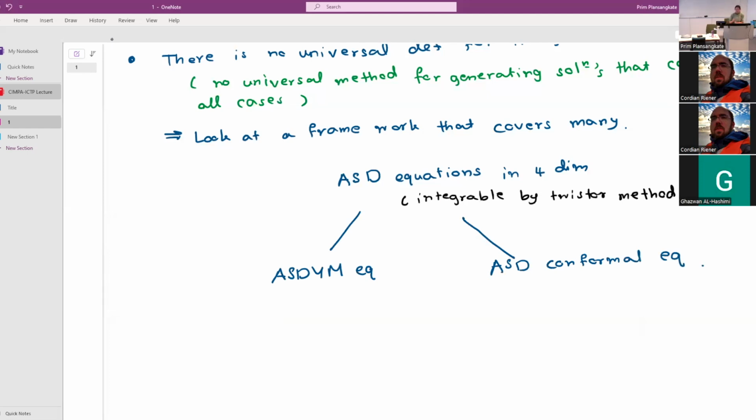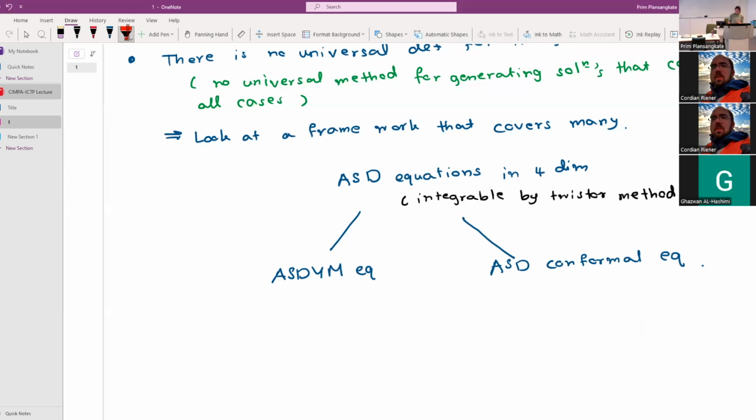And it was observed by Richard Ward that many non-integrable systems can be realized as reductions of these two equations. So this equation is in 4 dimensions, and by this I mean you could think of it that there are 4 independent coordinates for the equations.